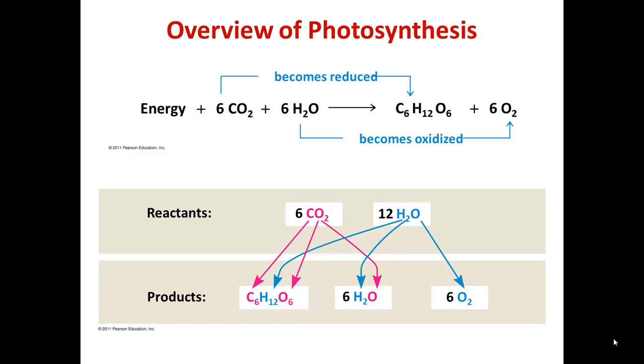And much like aerobic respiration, photosynthesis is also a redox process. So in the process of photosynthesis, energy from the sun is used to react CO2 and H2O, so carbon dioxide and water, to produce glucose and oxygen.